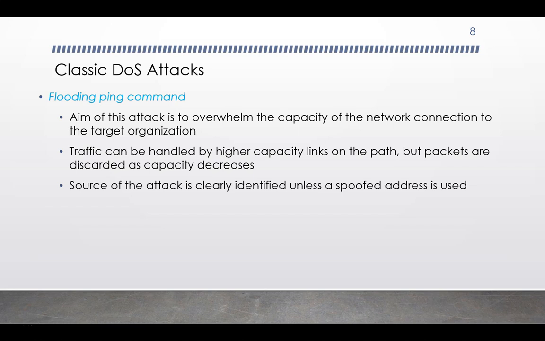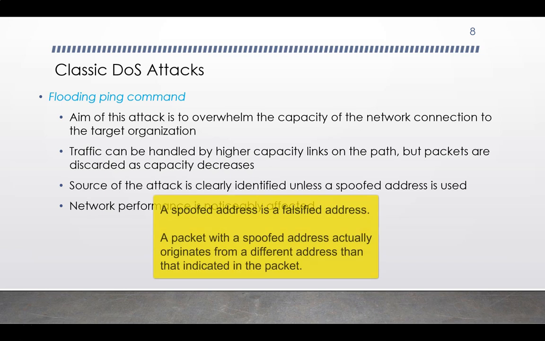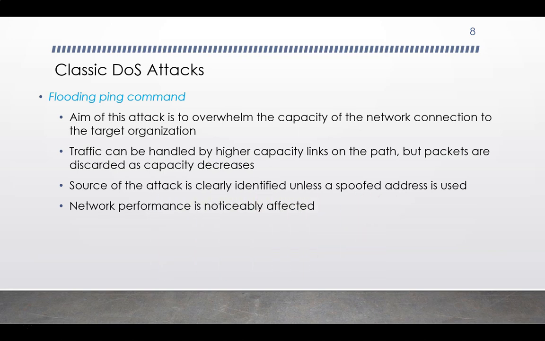The source of the attack is clearly identified unless a spoofed address is used. The consequence of the attack is that network performance is noticeably affected. Falsifying an IP address is referred to as spoofing. With spoofing, packets seem to come from an IP address that differs from the address they really originate from. In a classic ping flood attack such as this, the source of the attack is identified since its address is used as the source address in an ICMP echo request packet.